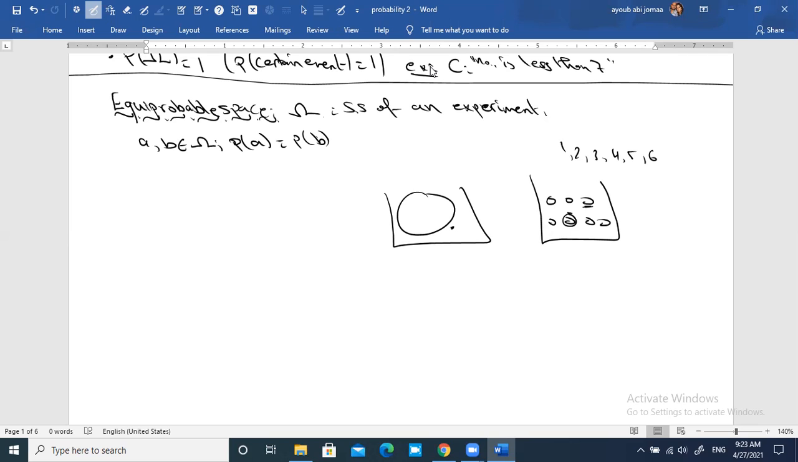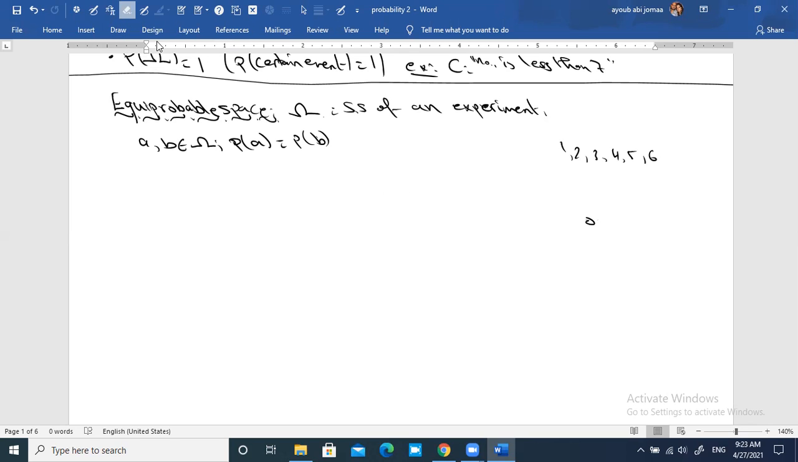Okay, so equiprobable space means that all the outcomes have the same chance to occur. For that reason here I wrote: if A and B are two outcomes in the sample space, then these two outcomes have the same probability to occur. In other words, all the outcomes, let's call them A_i, have the same probability.